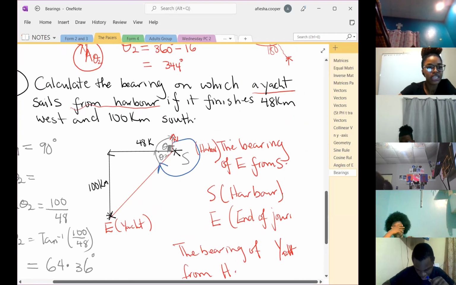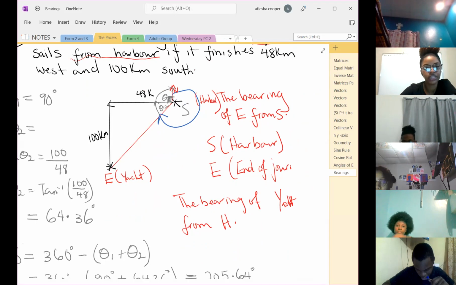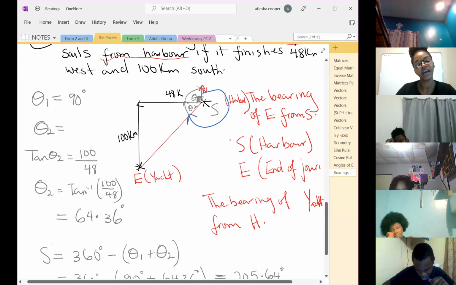Calculate the bearing on which a yacht sails from harbor if it finishes 48 kilometers west and 100 kilometers south. So what we do is we have to follow the directions they would have given us. We make a point and we go west of that point and we label it 48 km. And then from the end of that 48, we go down 100 km. And because we know that we're dealing with bearings, we connect the starting point and the ending point.